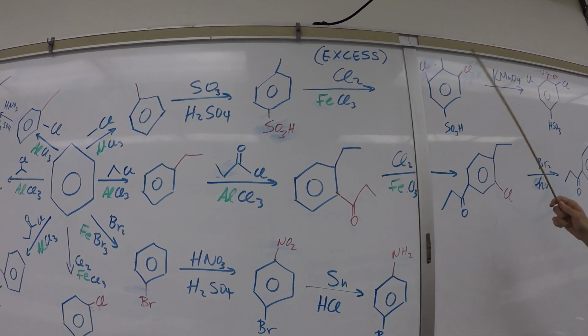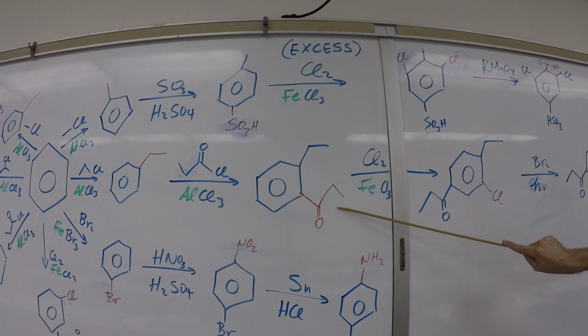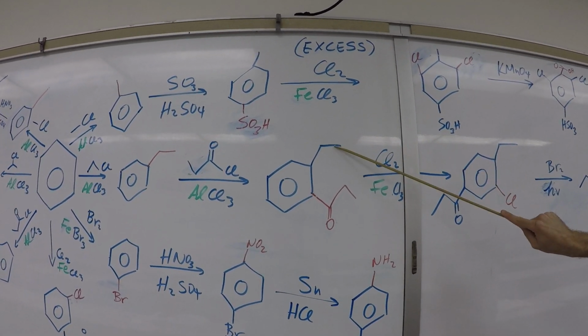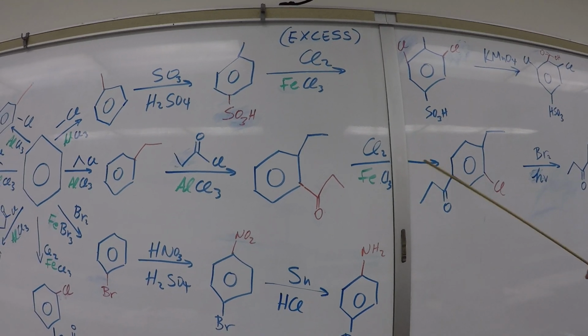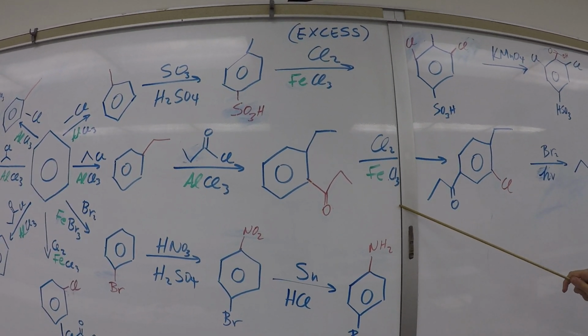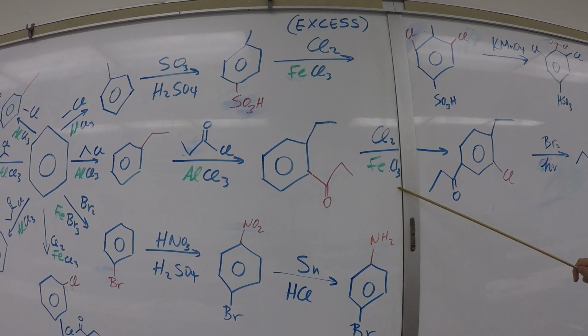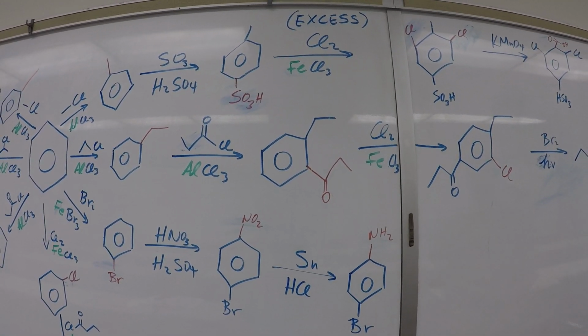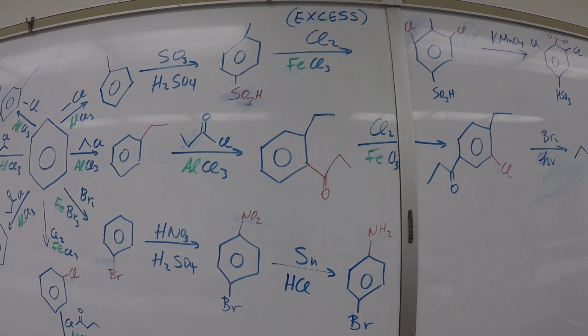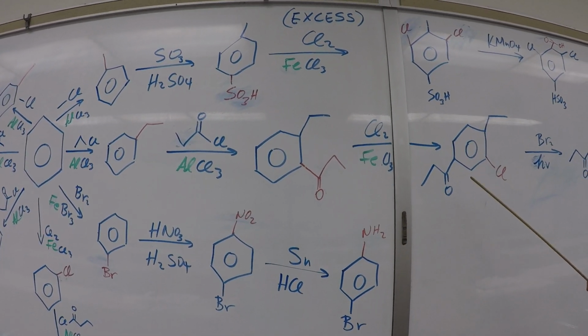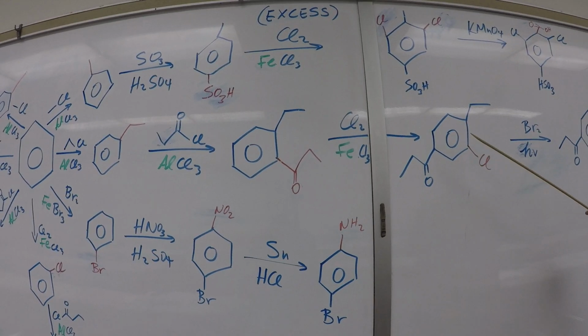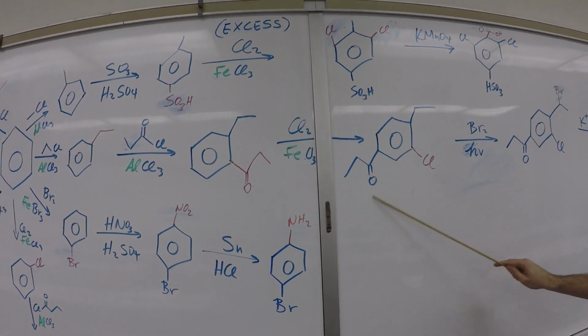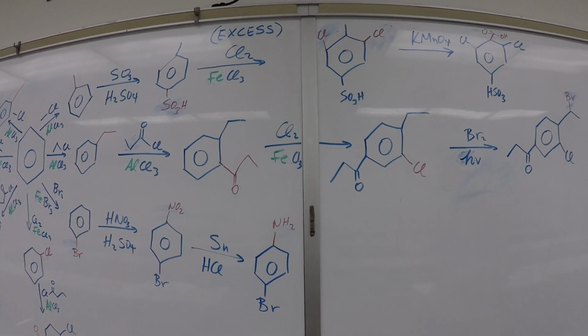Now, this functions as a meta director, whereas this functions as an ortho-para director. So let's see what happens here. We have iron chloride, so ferric chloride. The iron is going to proceed to halogenation. So the chlorine here is not in excess, so only one position is going to be substituted. Now, you see here that the chlorine is in the meta position of this group, and it's in the ortho position of this group, which is in agreement.